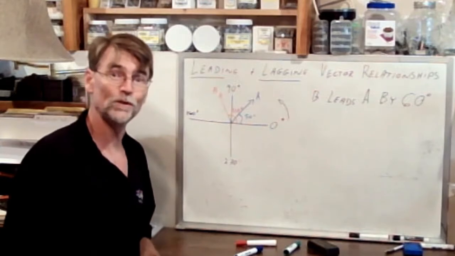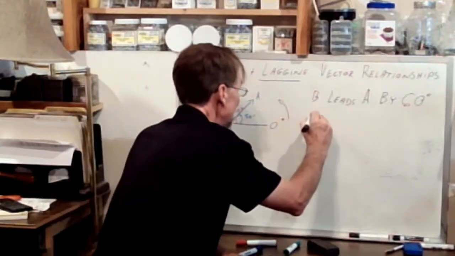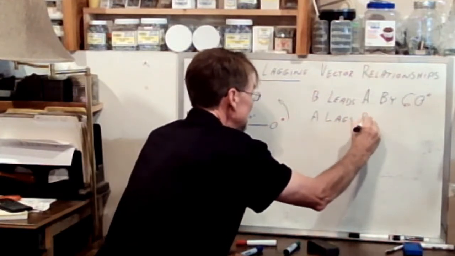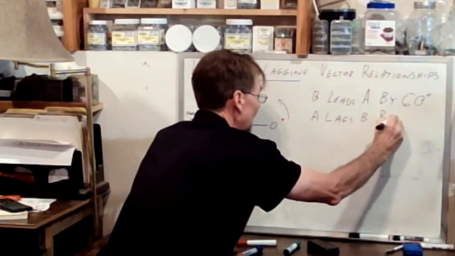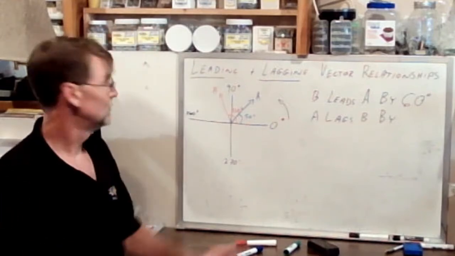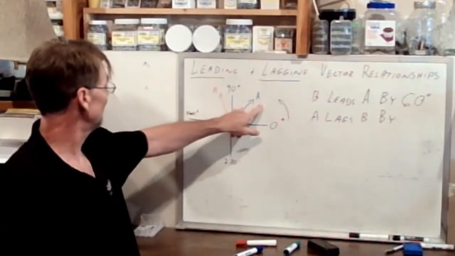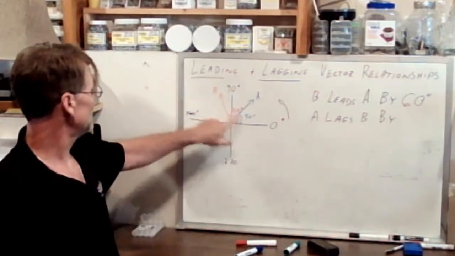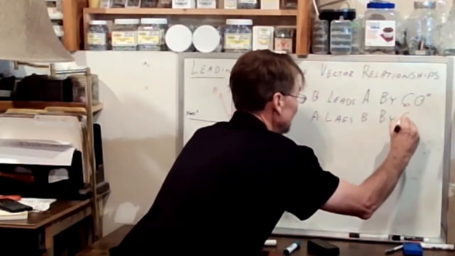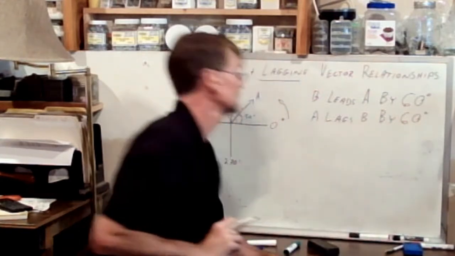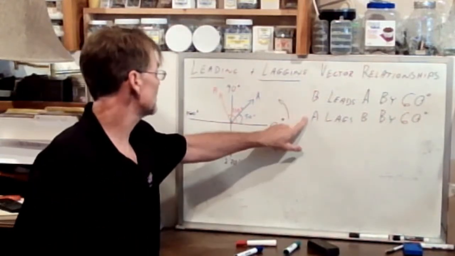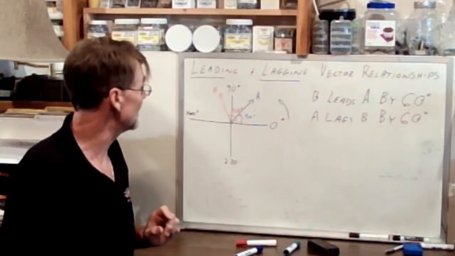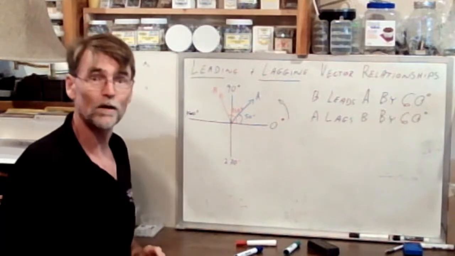But not the only true statement. We could also say that A lags B by how much? This is the race. B's winning. A's losing. A lags behind B by how much? That same 60 degrees. Those are the two statements that are fairly obvious, but they are not the only true statements that we can make. There are actually two more.